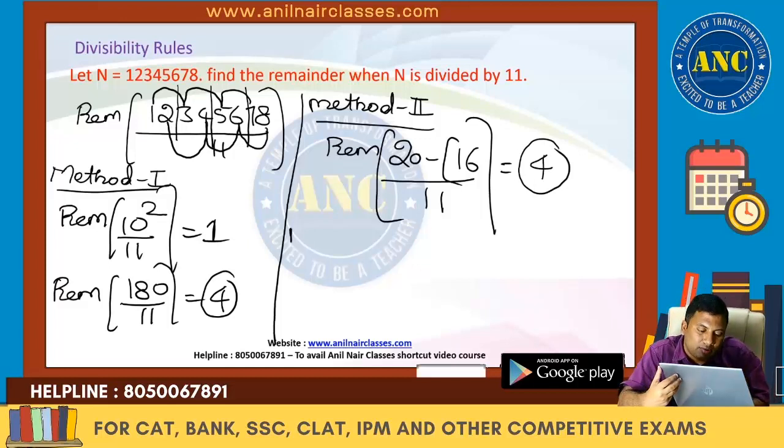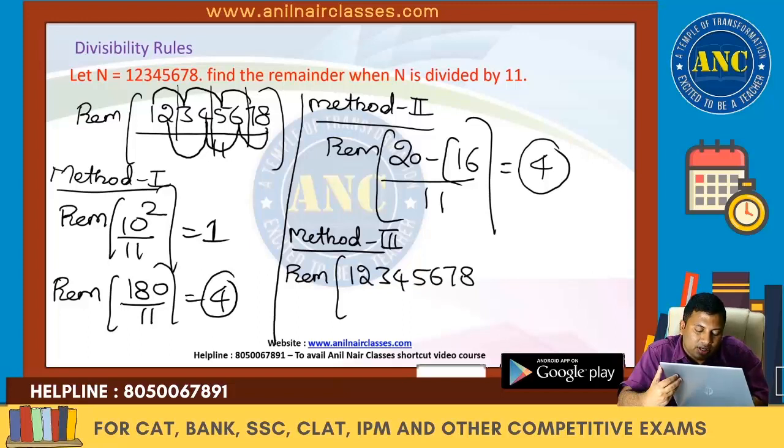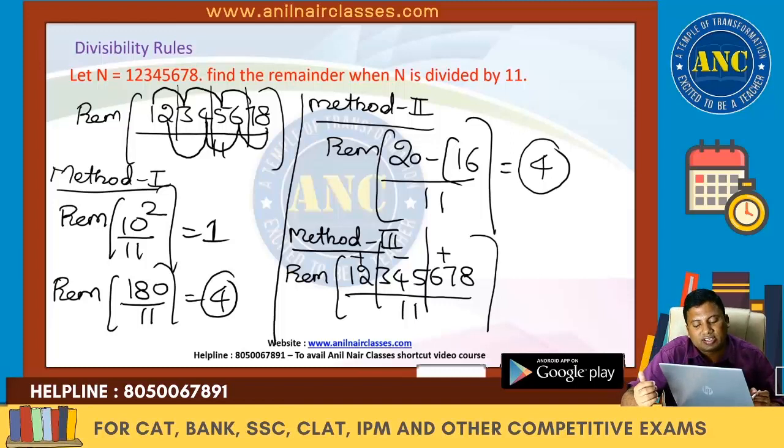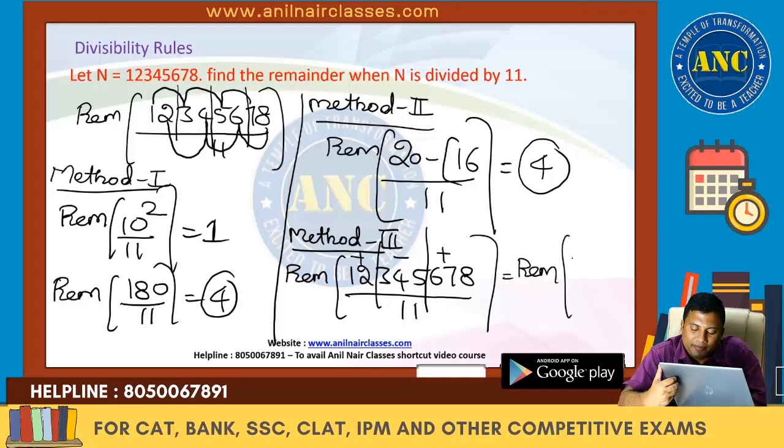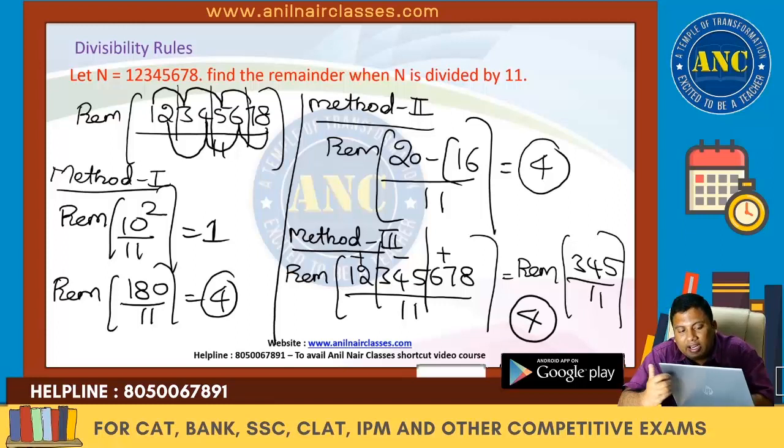Method 2 also will give you the same answer. Method 3. What is method 3? Take a group of 3 digits and alternately add and subtract. 1, 2, 3, 4, 5, 6, 7, 8 divided by 11. Take a group of 3 digits. Alternately add and subtract. 678 plus 12 is 690. 690 minus 345, which is again 345. 345 divided by 11. 11 3s are 33, 15. 11 1s are 11. What is the remainder? 4.